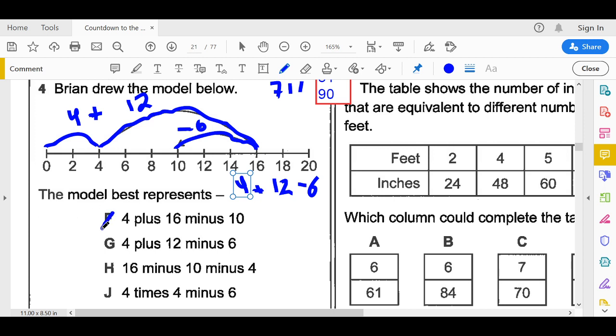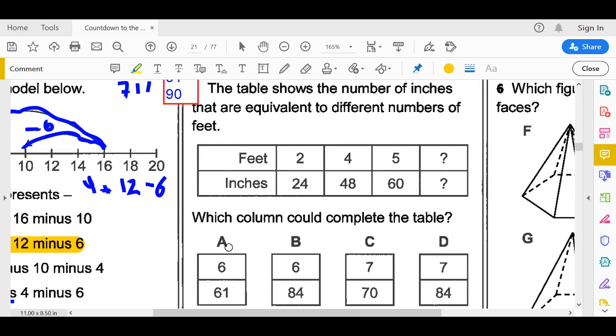This one is not a good option. Letter G, 4 plus 12 minus 6. This one might be a good option. Letter H, 16 minus 10 minus 4. No, it doesn't have the numbers I need. And letter J, 4 times 4 minus 6. No, we don't have any times. So that's not a good option. And G is my correct choice. Okay. I hope you had that one correct.